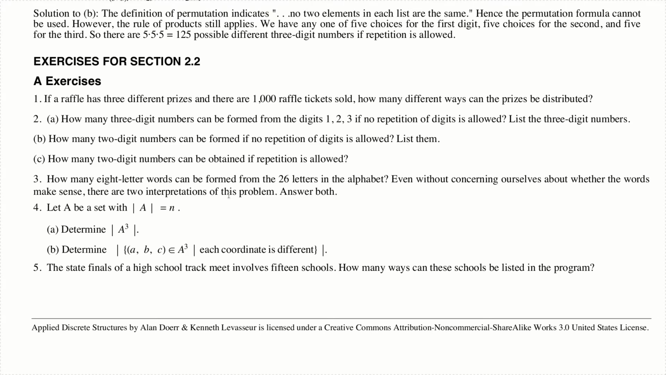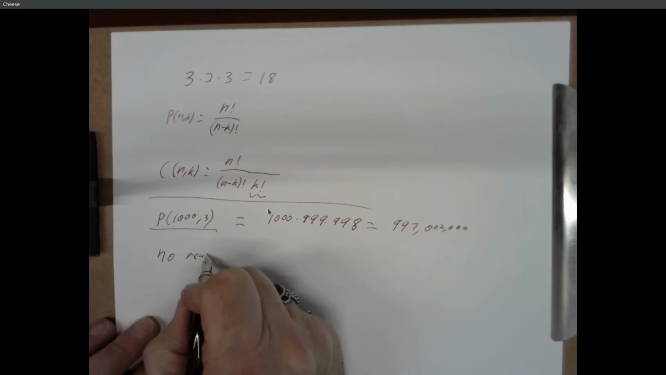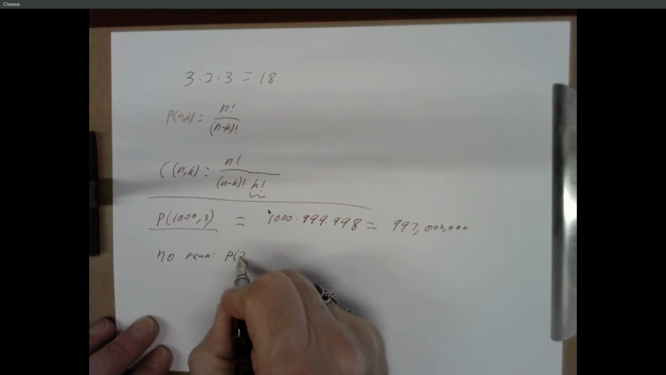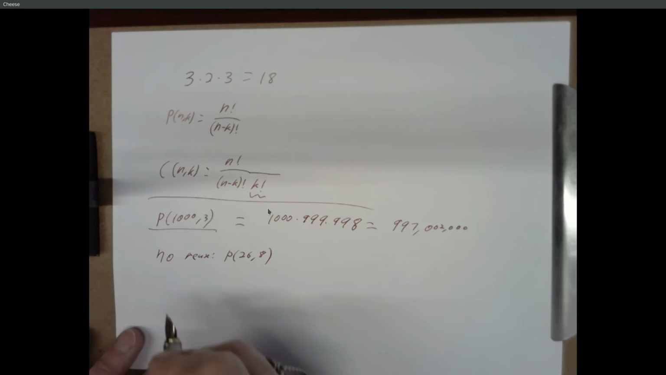But 8 letters, order matters, so number of 8 permutations of 26 objects, assuming you can not reuse. What is it if you can reuse? Howard. Yeah. So without reuse, number of ways we can pick 8 things from 26 objects.